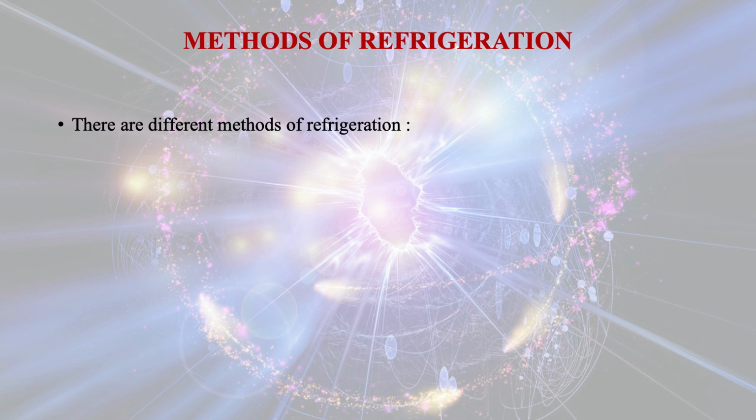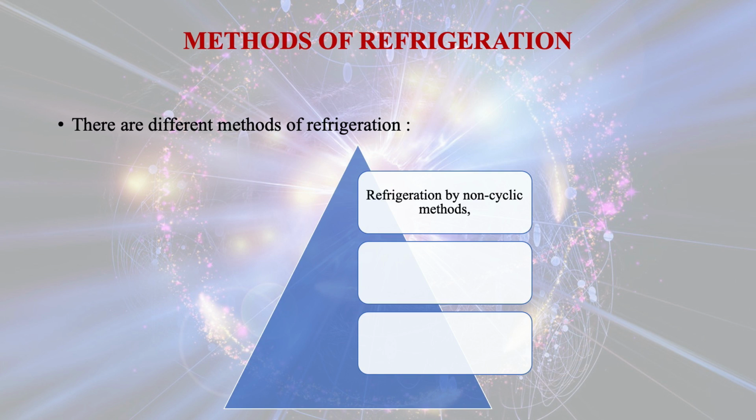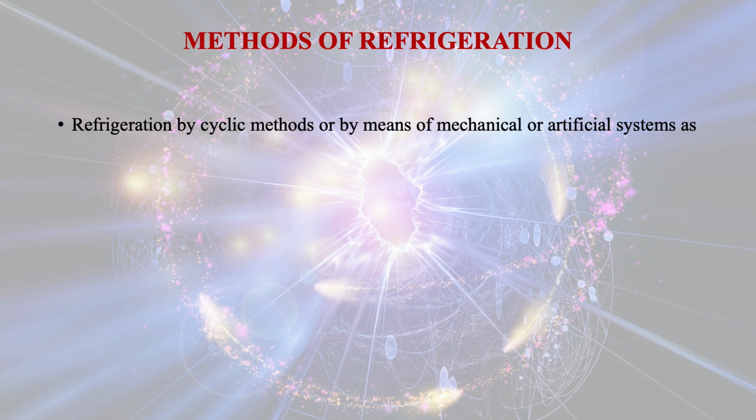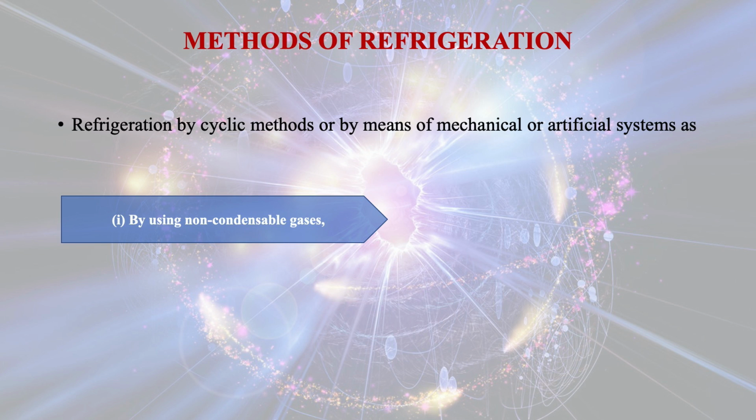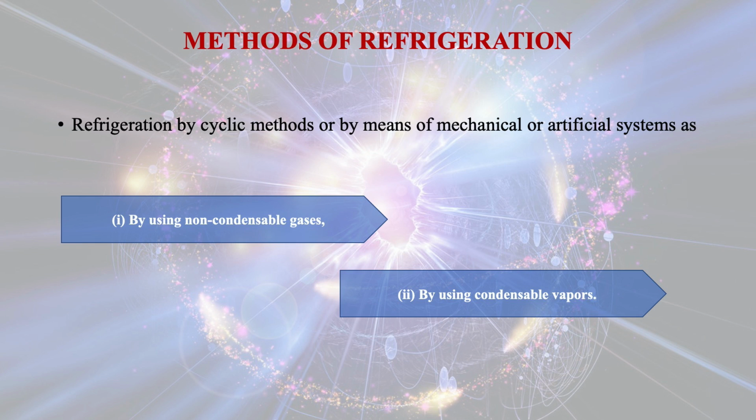Now let us discuss the methods of refrigeration. There are different methods of refrigeration, like refrigeration by non-cyclic methods, refrigeration by using ice or snow, refrigeration by evaporation, and refrigeration by cyclic methods or by means of mechanical or artificial systems, as by using non-condensable gases such as air, carbon dioxide and sulfur dioxide. Second one, by using condensable vapors.